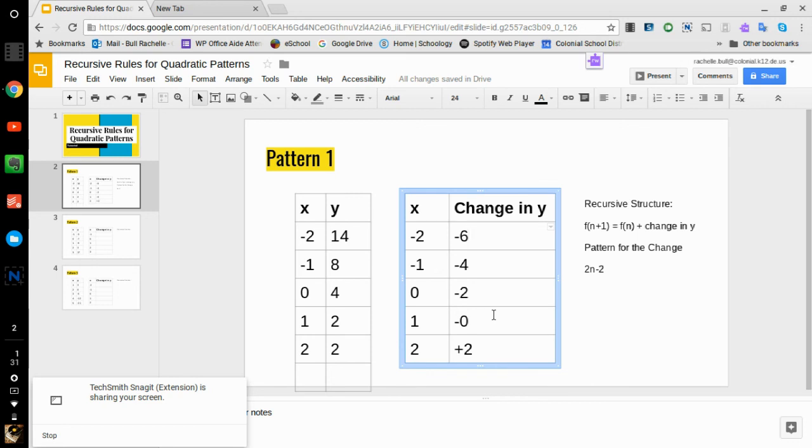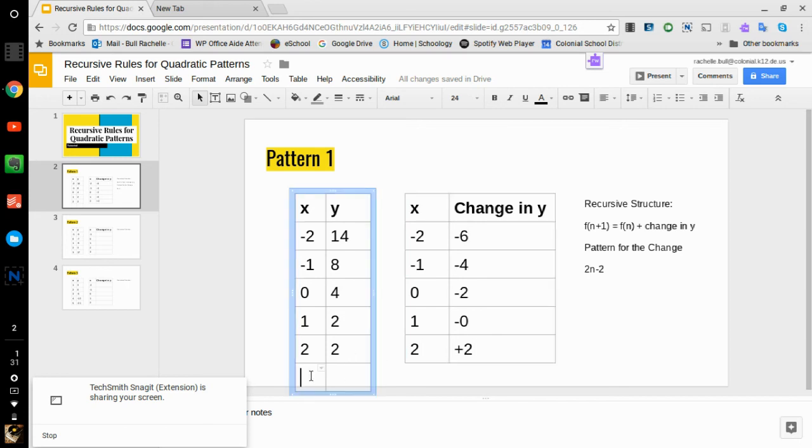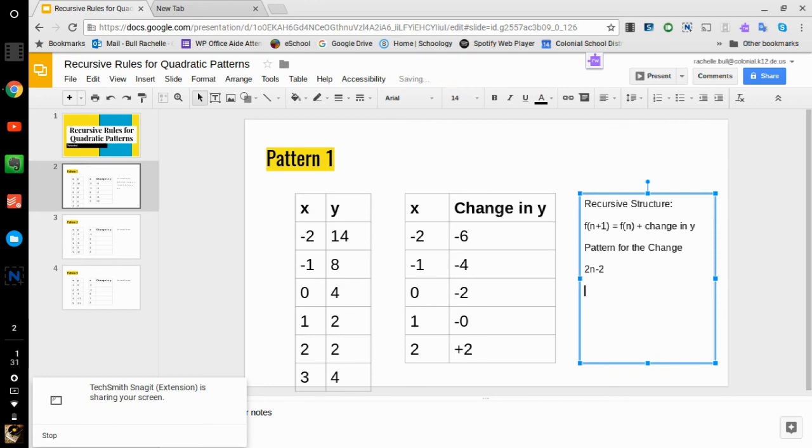So using what we did over here, after x value number 2, we need to add another 2. So that means this one would be 4. There really is a method to the madness. So here goes the full rule. Our rule for pattern 1 is f of n plus 1 equals f of n plus 2n minus 2.